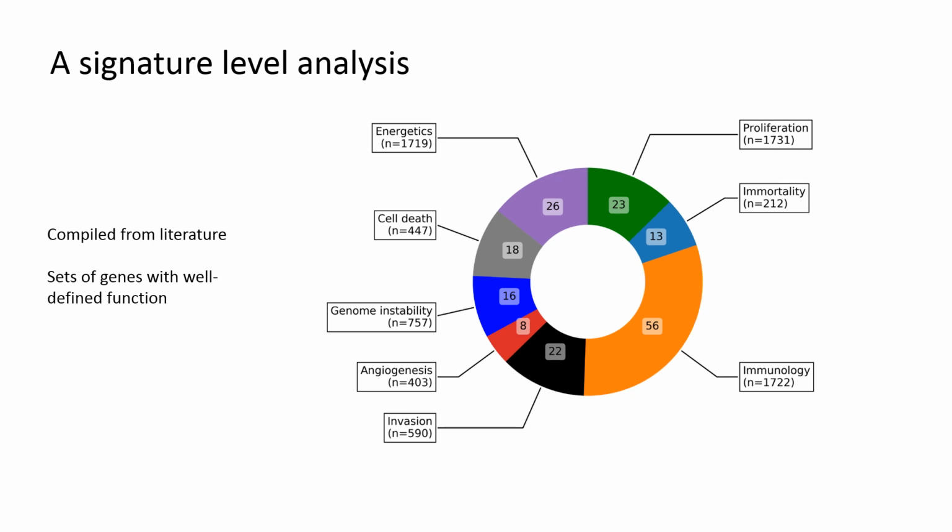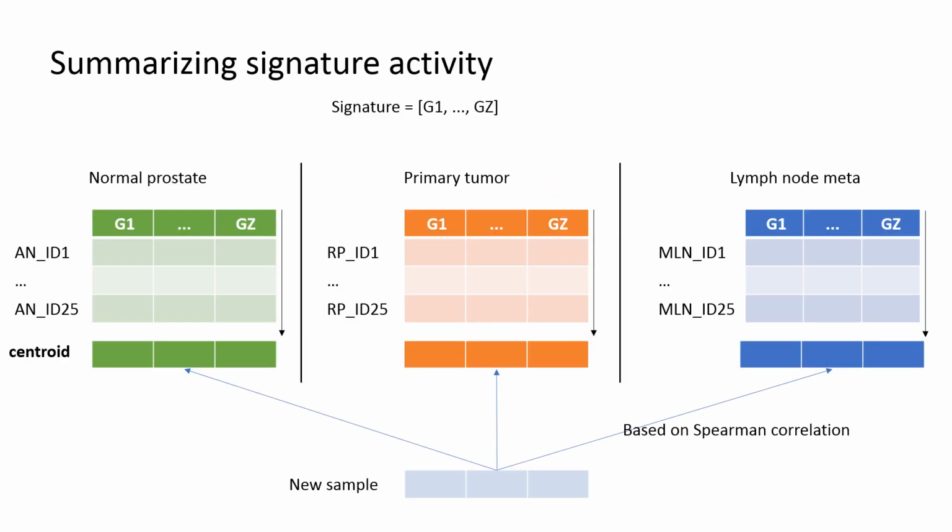And we also have assigned each of these signatures to a hallmark of cancer, and the number of signatures for each hallmark is indicated in the figure. The next challenge was to define signature activity based on the expression of the individual genes of that signature. Rather than trying to summarize the signature activity in one number, we used centroids to capture an average expression state in each of the 3 tissue types: normal prostate tissue, primary tumor tissue, and metastatic lymph node tissue.